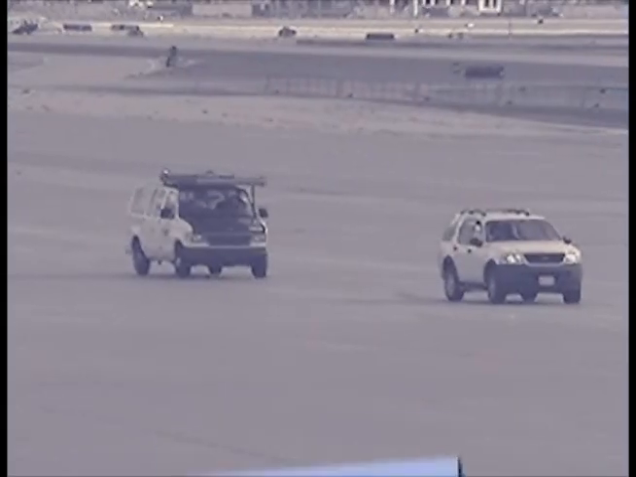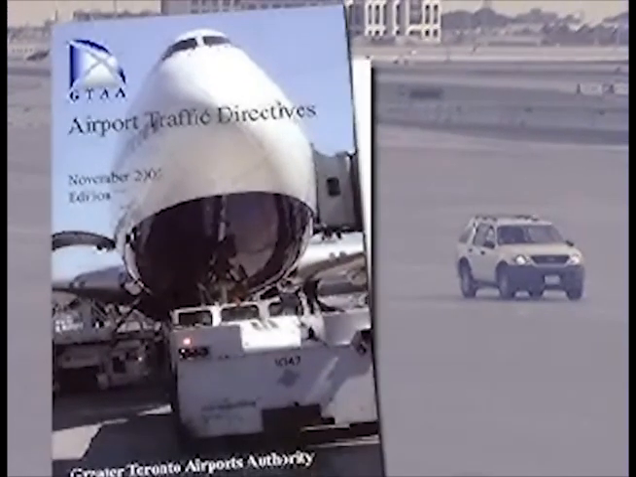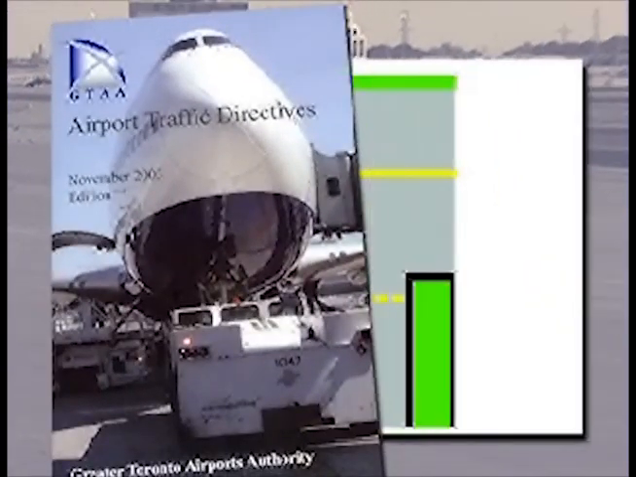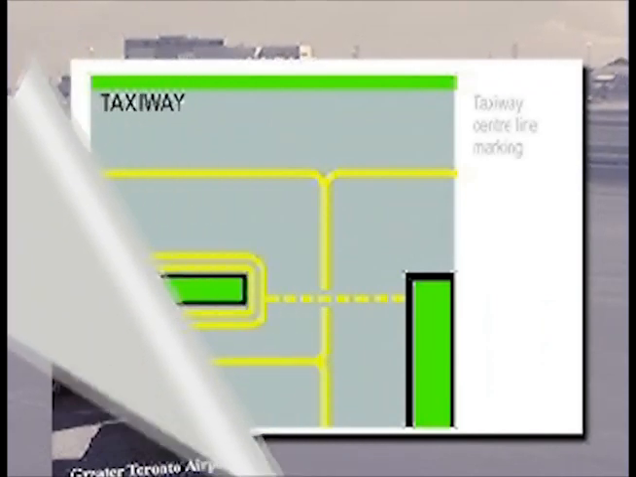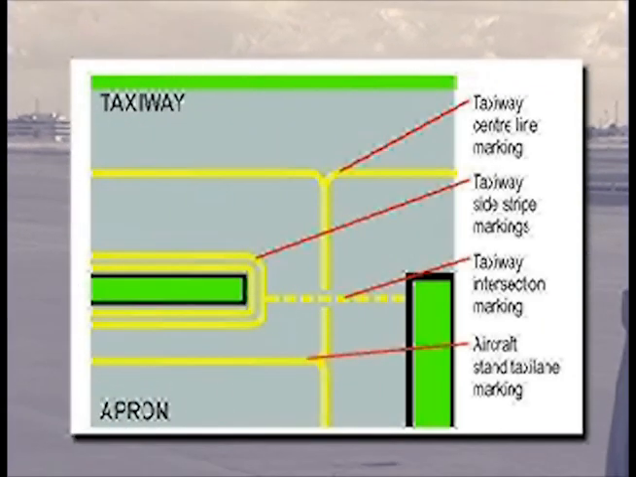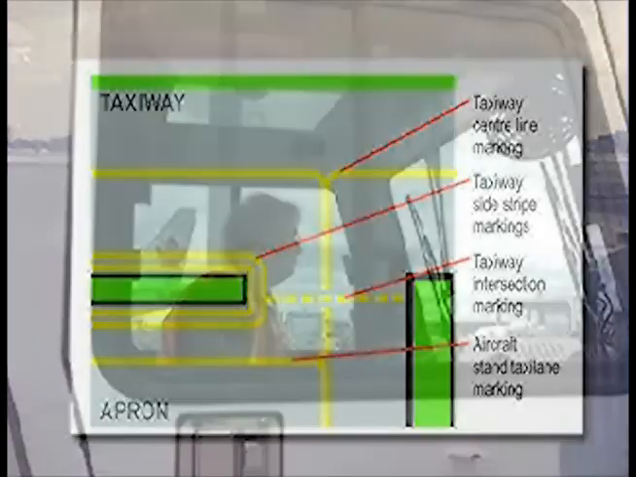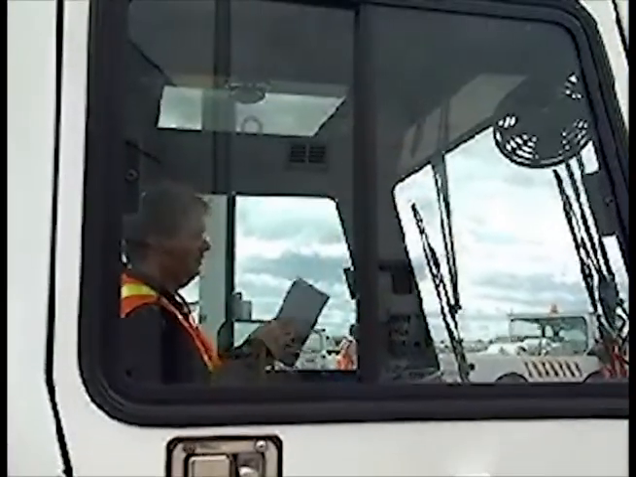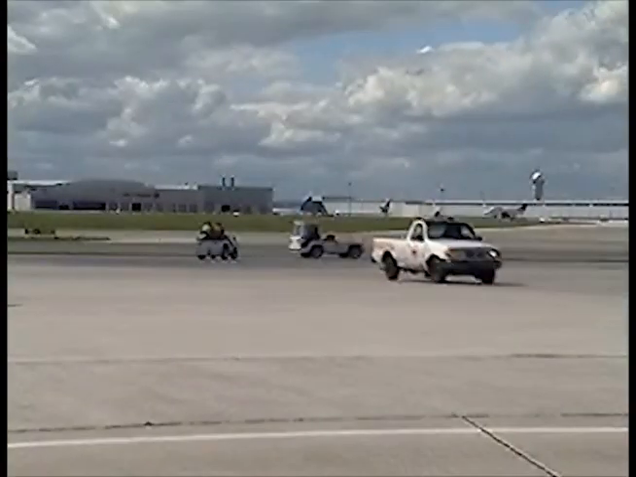The GTAA Airport Traffic Directives clearly identifies and outlines the purpose of each marking, as well as the rules and regulations of operating a vehicle on the airfield. As an AVOP holder, it is your responsibility to study and understand the contents of this document.